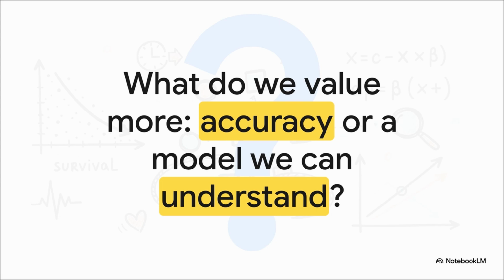When we build these complex models, what do we value more? A black box that's maybe a tiny bit more accurate, or a simpler model that actually tells us a clear story?